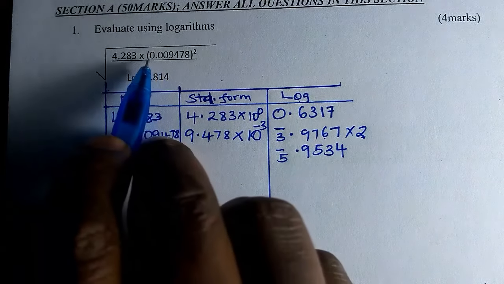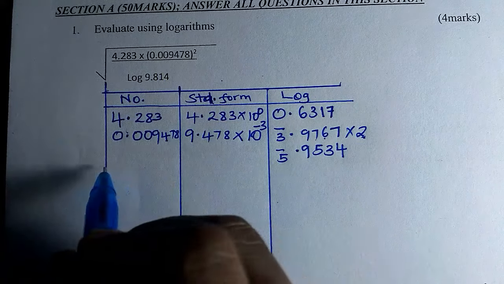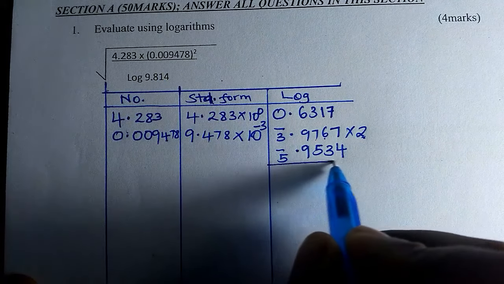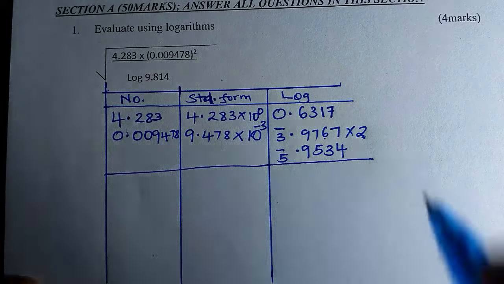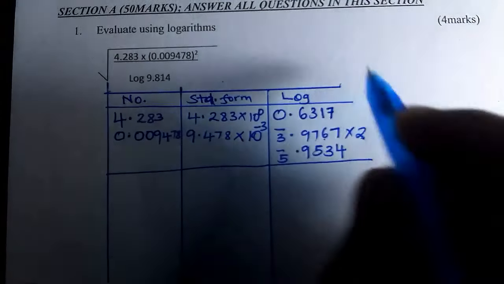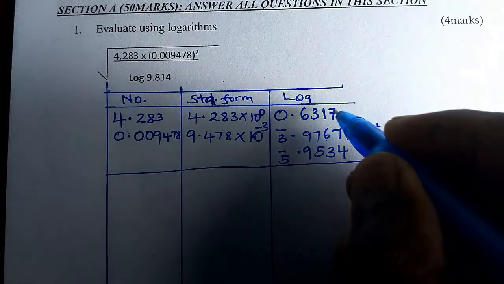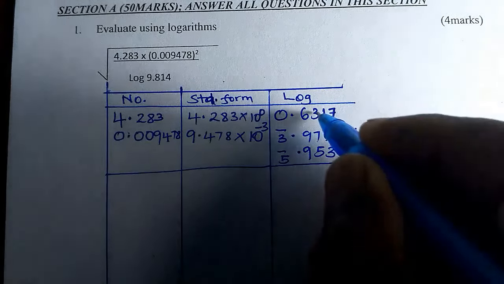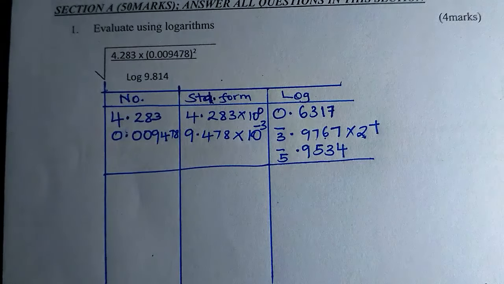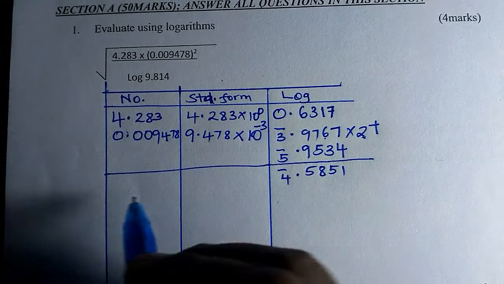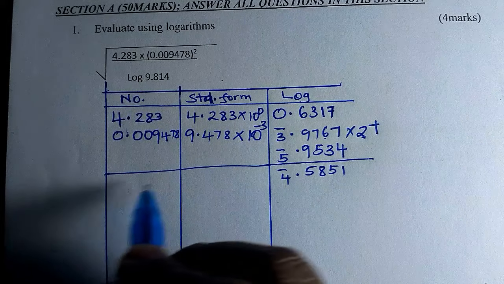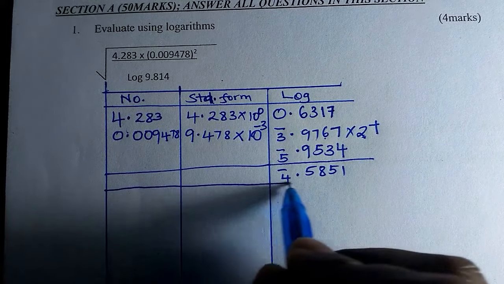So we are done with the first one. You draw a line. Since it was multiplication, then it means you add. So we are adding this plus this plus that. So we get bar 4. After that, we have finished with the numerator. You can underline.